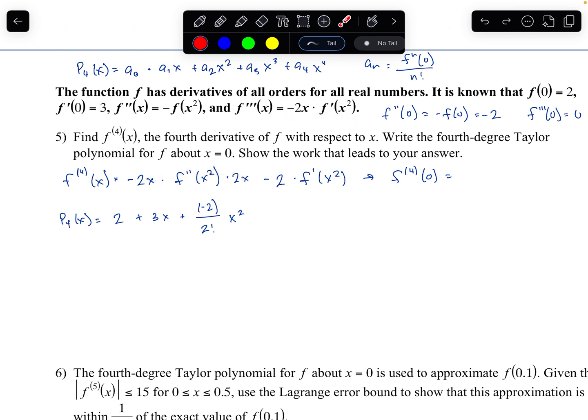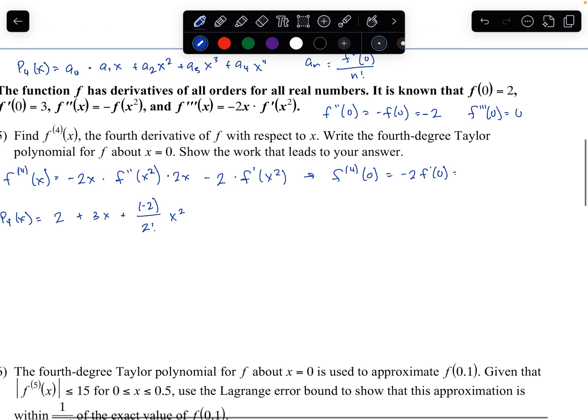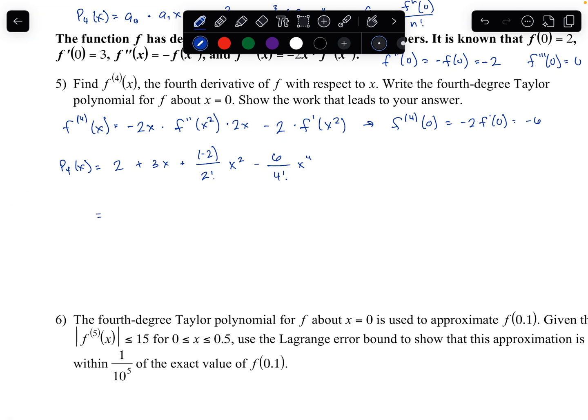And then I plug in 0 here. So then that's going to become -2 times f prime of 0. And f prime of 0 is 3. So -2 times 3, this should be -6. So minus 6 over 4 factorial times x to the 4th. You can simplify, although I don't think you need to.